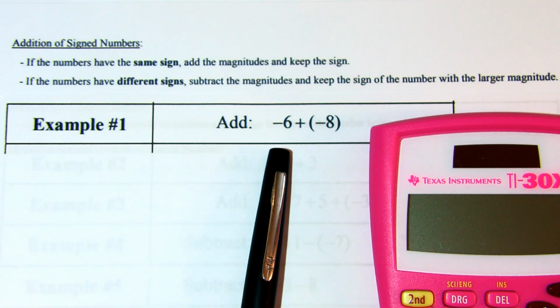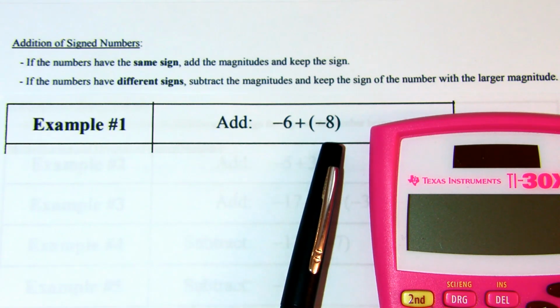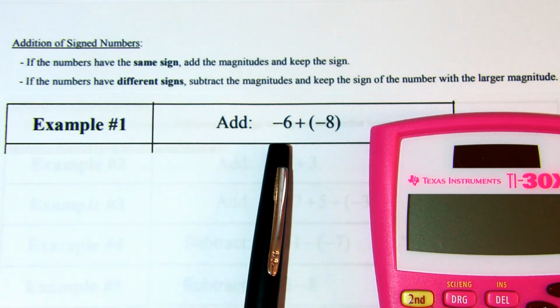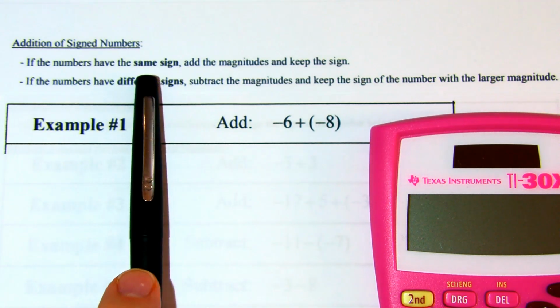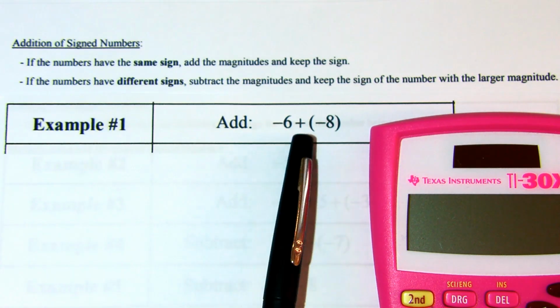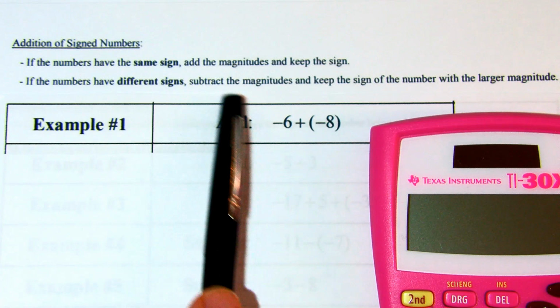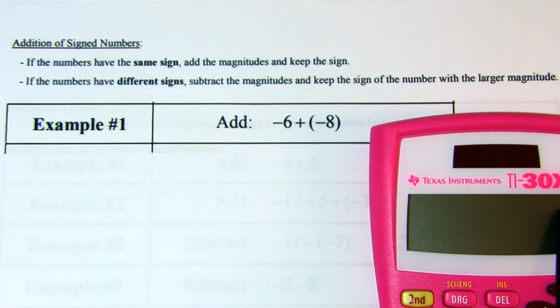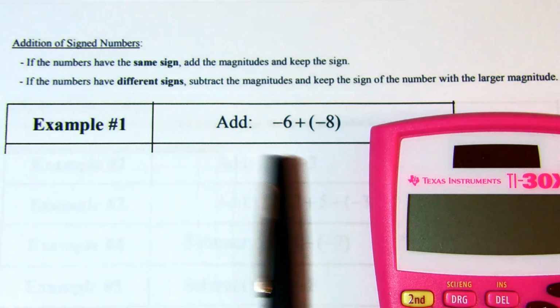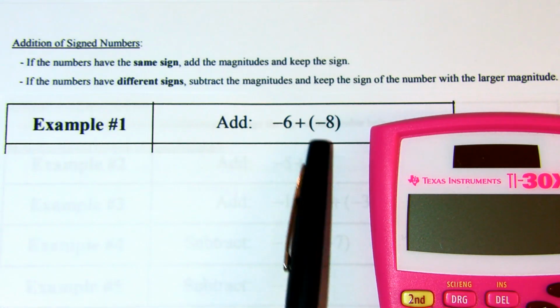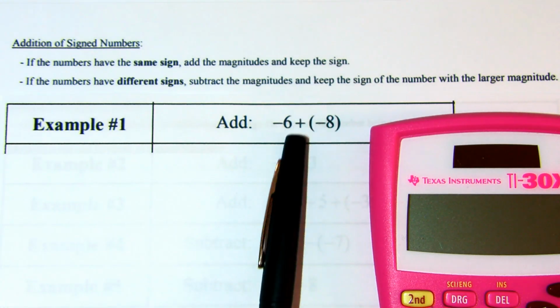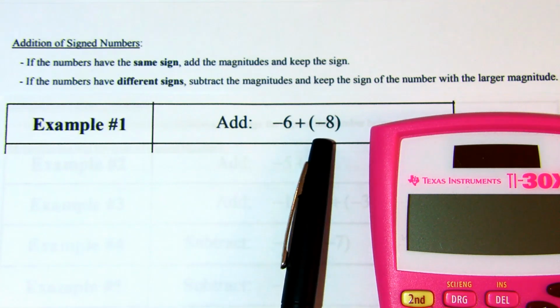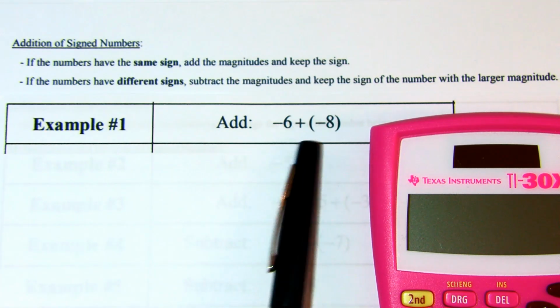We're supposed to add negative 6 plus negative 8. The rule says if they have the same sign, which they do, we add the magnitudes. So 6 plus 8, and you can use your calculator, that's going to give us 14. But we keep the sign of the two numbers we were adding. They were both negative, so it's going to be a negative 14.